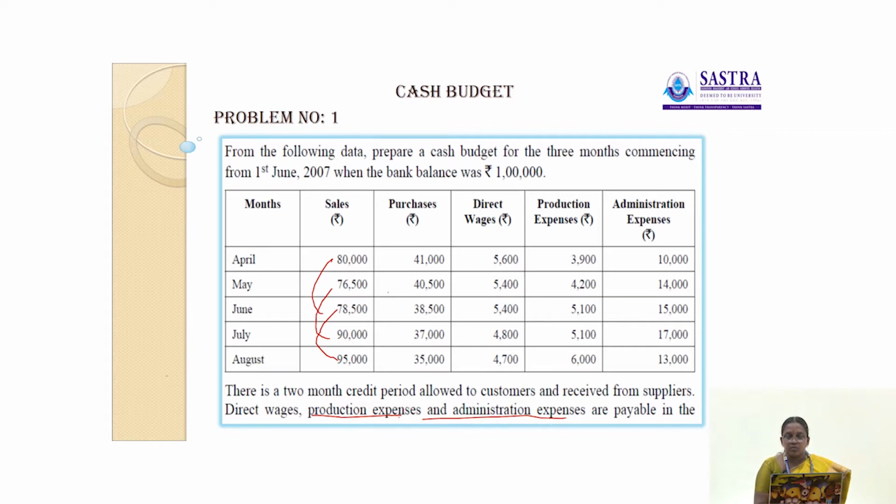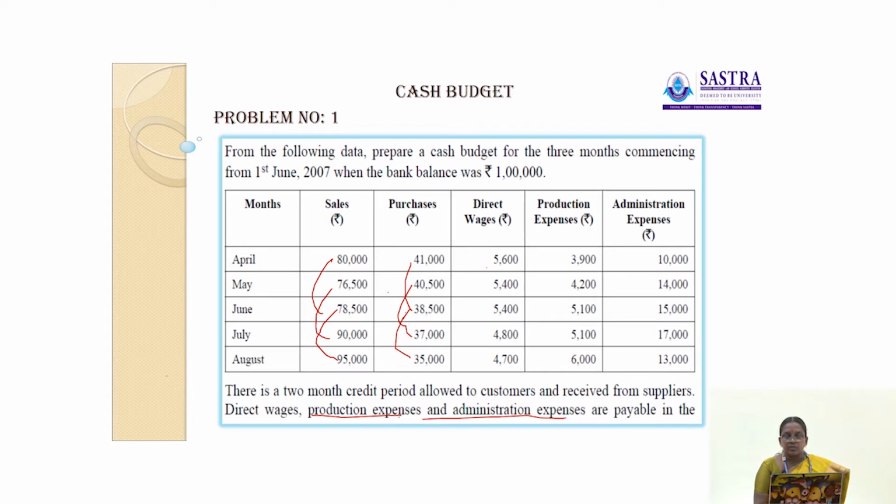Then we also get a 2 months credit period from the suppliers. So, similarly for the purchases we have to allow that: 41,000 in the month of April is payable in the month of June, 40,500 in the month of May is payable in the month of July, 38,500 in the month of June is payable in the month of August, 37,000 is payable in the month of September. Then in the month of August, the purchase amount is 35,000, which is payable in the month of October.